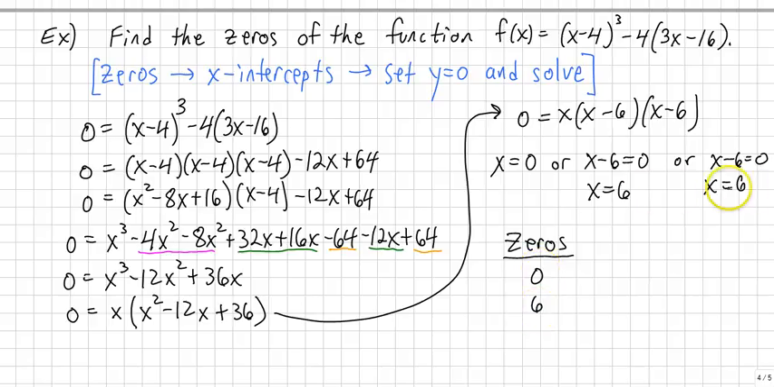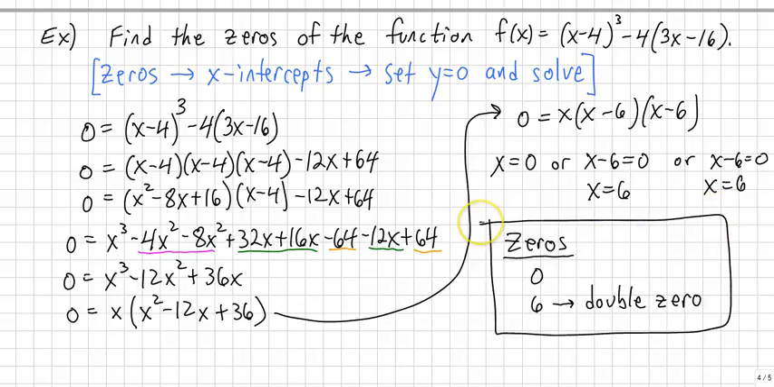Now notice that 6 showed up twice. You don't have to write it twice, but you do want to make note that it showed up twice. So we would put 6, and we call that a double 0. If there would have been 3 of them, we would have called it a triple 0. So we just want to write down that it showed up twice. And so there's our zeros for that function.